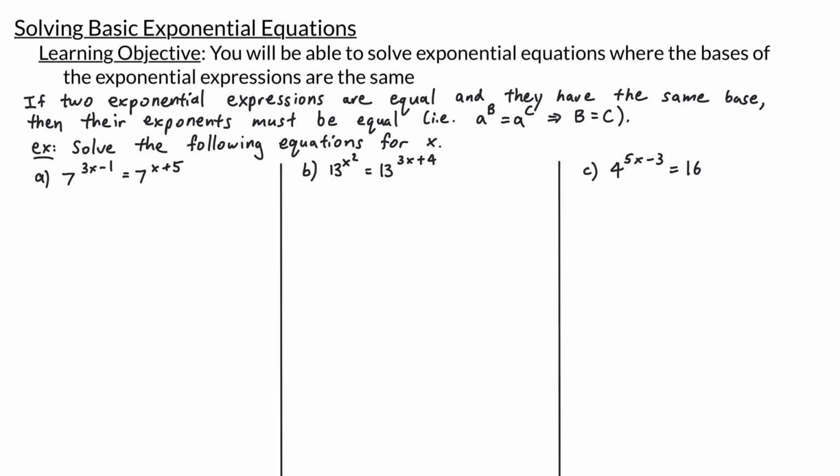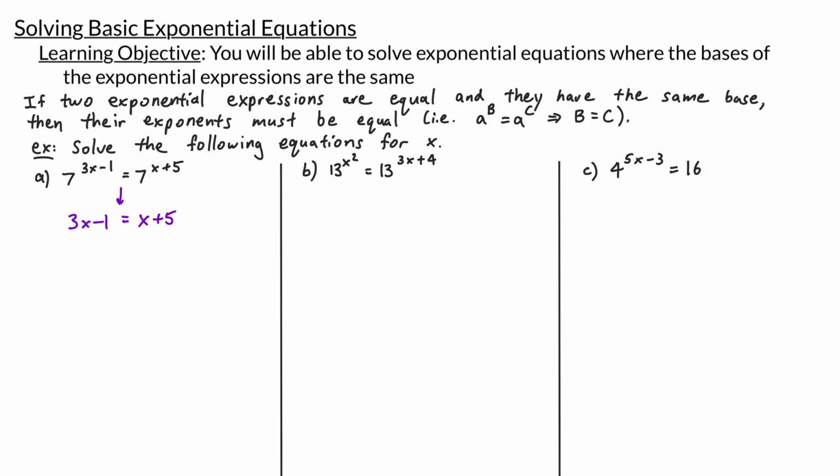In example A, we want to solve the equation 7 to the power of 3x minus 1 equals 7 to the power of x plus 5. So our exponential expression on the left is equal to the exponential expression on the right, and they both have base 7, so that tells me that their exponents must be equal to each other. So all we have to do is set their exponents 3x minus 1 equal to x plus 5 to help us solve this equation. Now it's just an algebra problem.